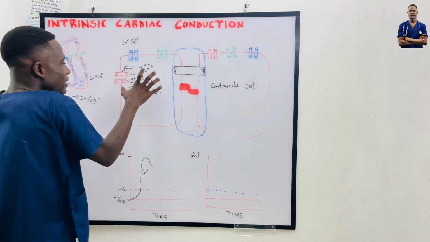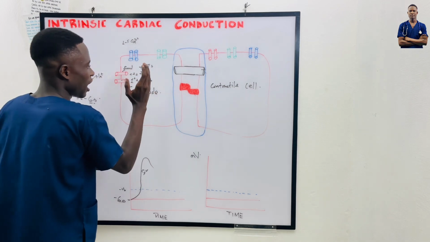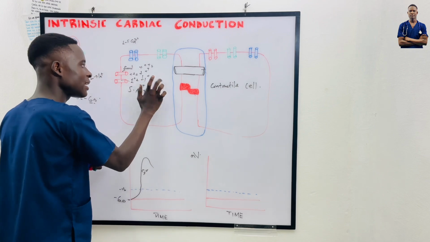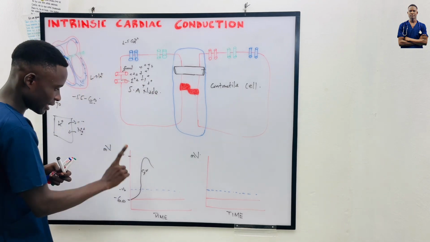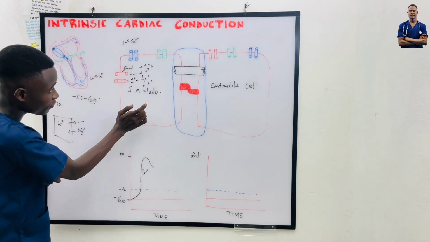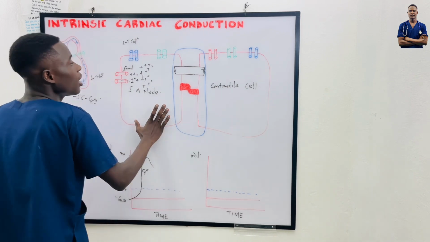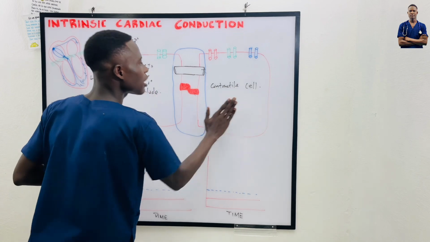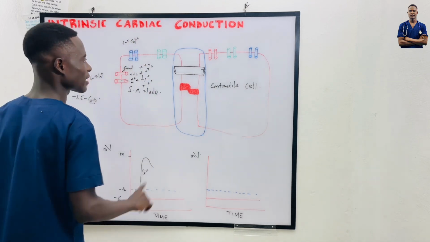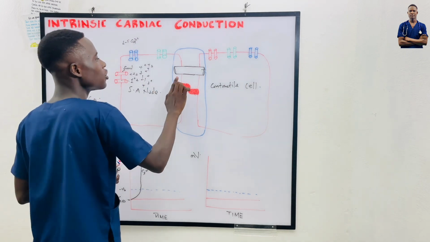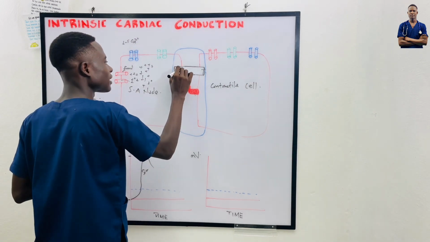Now, as this cell generates an action potential in here, the ions inside this cell that permit it to generate its action potential will then move to another cell, through the gap junction, as I made mention of in our previous video.